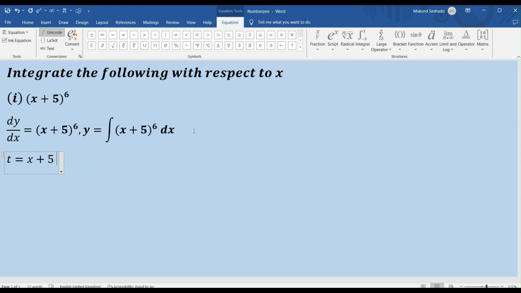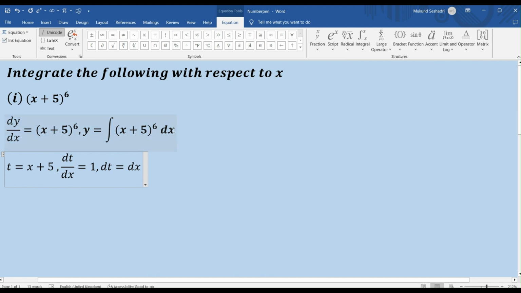Let me say t. I differentiate on either side, right? Which means my dt by dx equals d by dx of x plus 5, which is 1 plus 0, right? Because d by dx of x is 1. That leaves me with dt equals dx, right? Because my dt by dx equals 1.